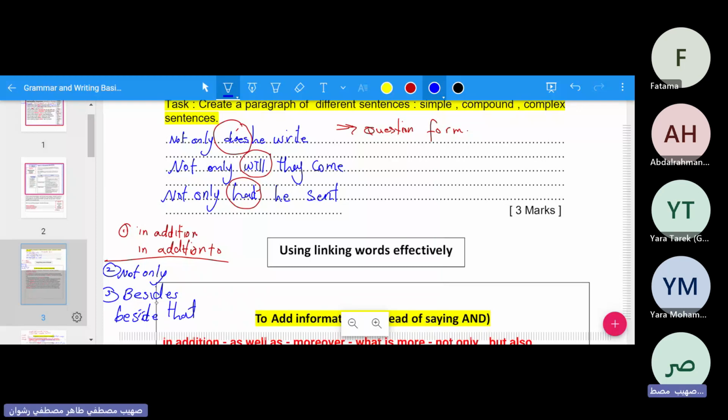Write your answers and send them to me. Okay, this is the task. In addition to, use a sentence for each one. Use one sentence for not only. Use one for besides and one for beside that. Start. You can send your answers either in the chat box or on WhatsApp.